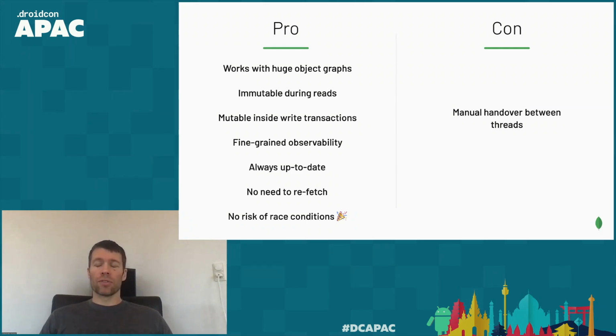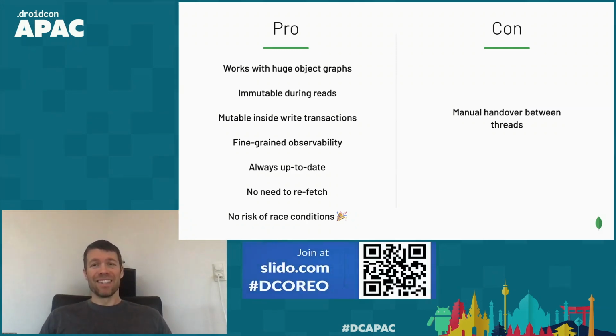The cons, of course, because there's nothing that comes without cons, sadly, is that if you want to hand this data between threads, which you do want to do, you have to hand the objects over and say, either give it a frozen version or its own live version.